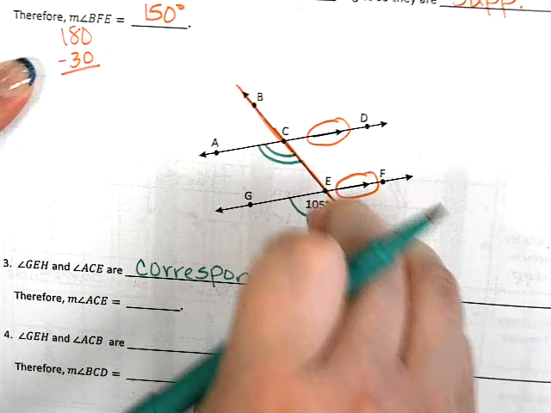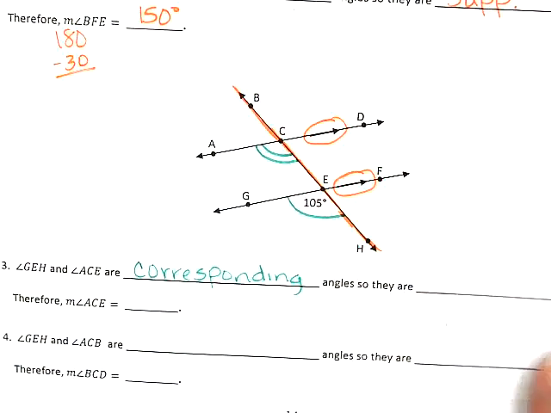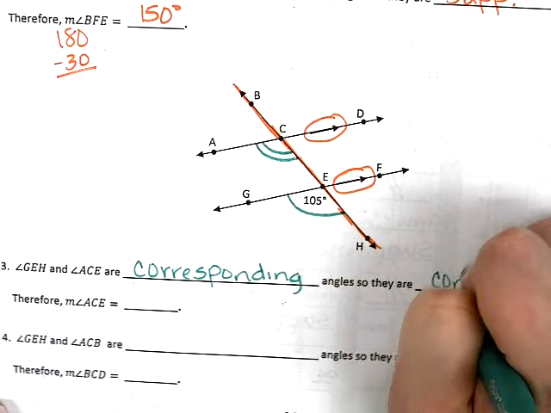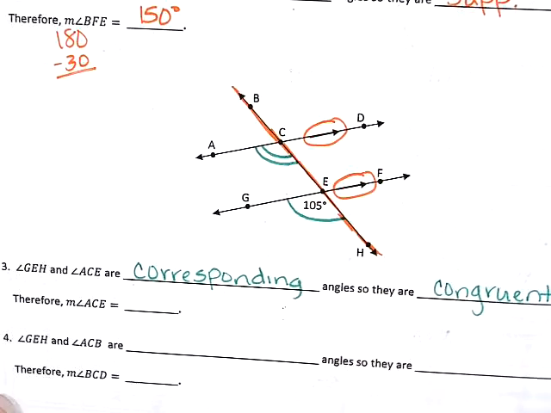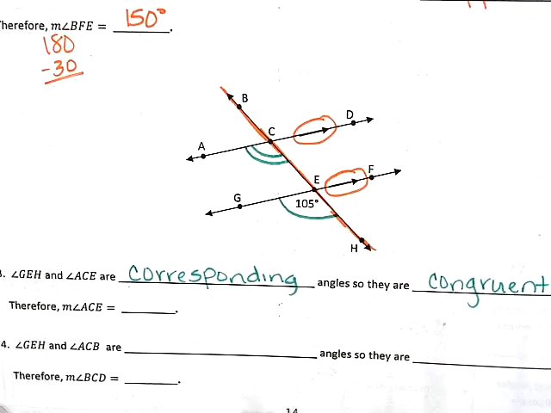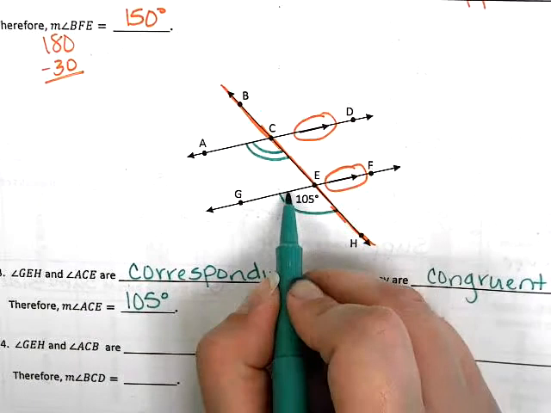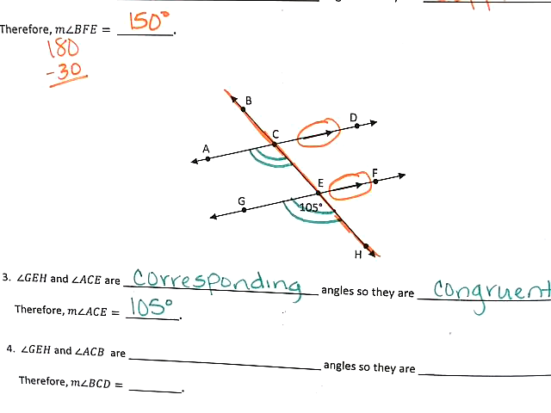If I pick this one up and smash it on top of that one, they are exactly the same. Those are corresponding angles, and corresponding angles are going to be congruent, which means that the measure of angle ACE is also 105 degrees. So I'm going to draw another arc mark in here, because then I can show that those are congruent because I've got the parallel lines.